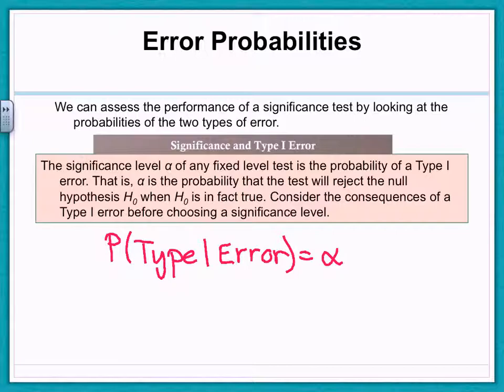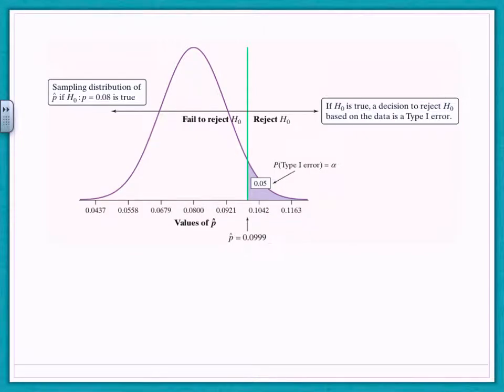true. We're going to consider the consequences of type 1 error before choosing a significance level, but we'll talk more about that idea of choosing a significance level and what happens when you increase and decrease it in the next video. Okay, so let's just get an idea of what this probability would be.